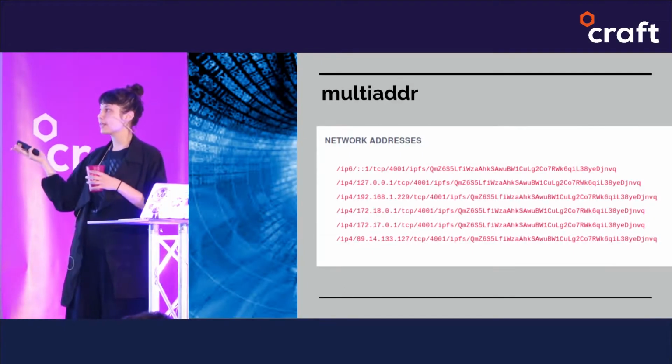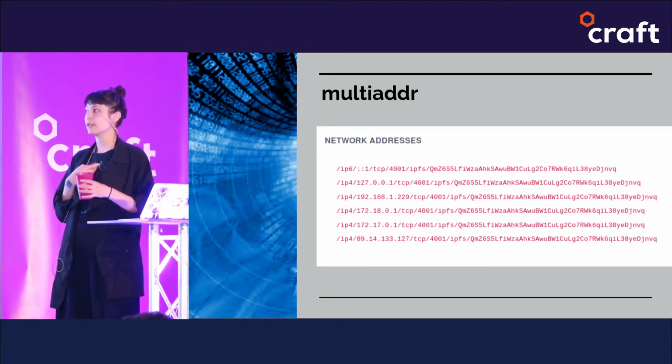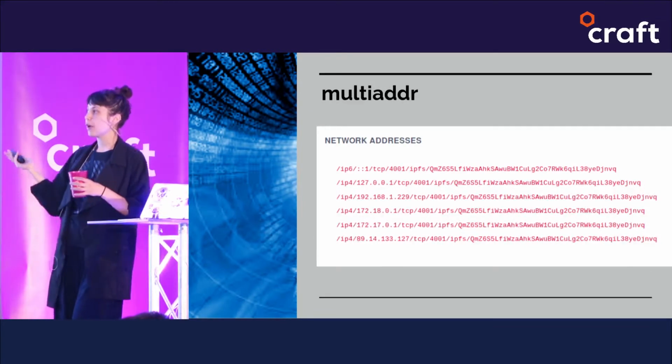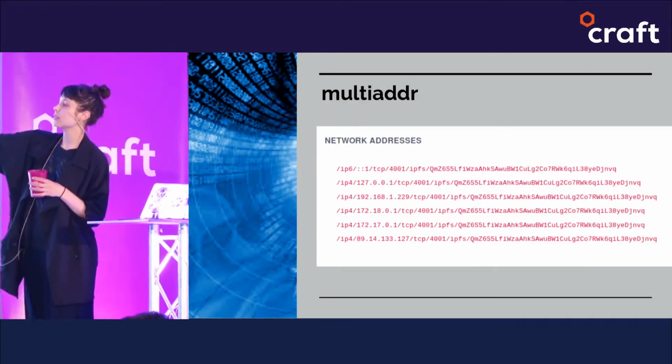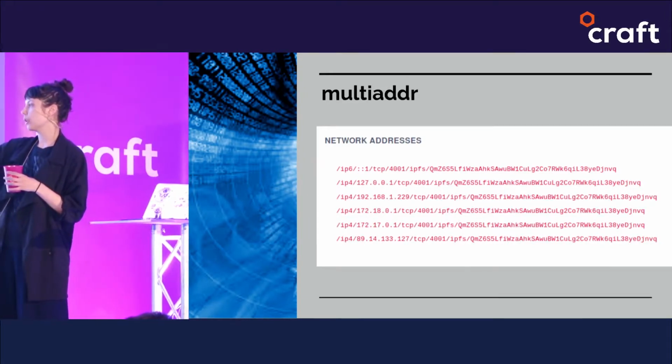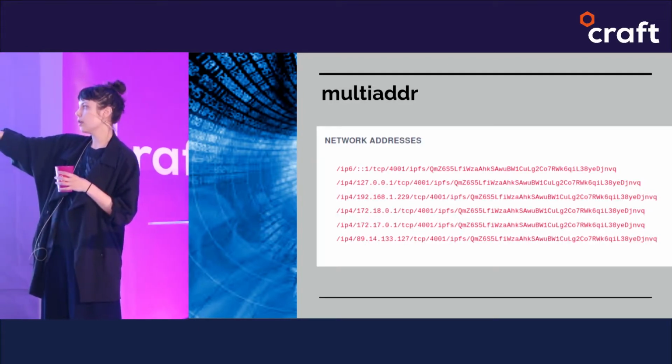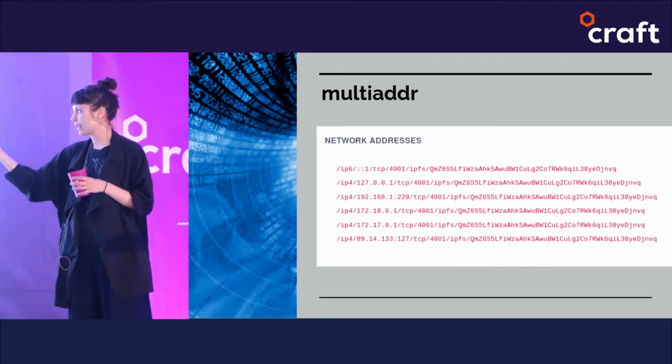Here are the various addresses of my local IPFS node in multi-address format. So you have a bunch of different types of addresses, home, local. They're all running over port 4001. They're all running IPFS, and they all have the same node ID.